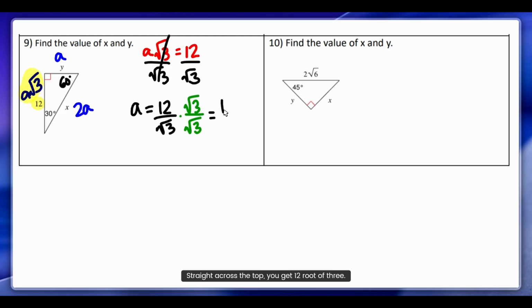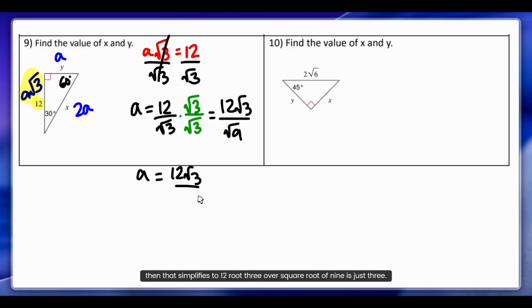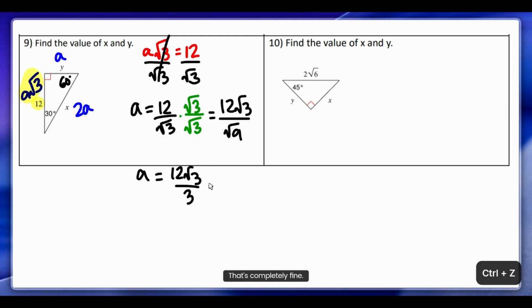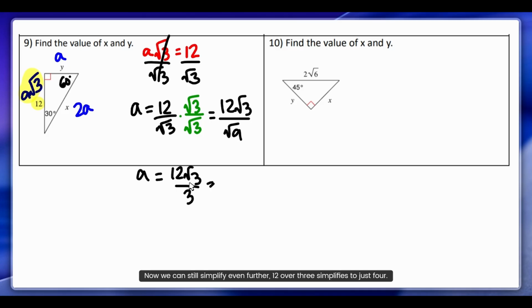Multiplying straight across the top, you get 12 root 3. Straight across the bottom, the square root of 3 times the square root of 3 is the square root of 9. And then that simplifies to 12 root 3 over the square root of 9, which is just 3. Right? If you understand this step right here, you can just go immediately from here to here. That's completely fine. Now, we can still simplify even further.